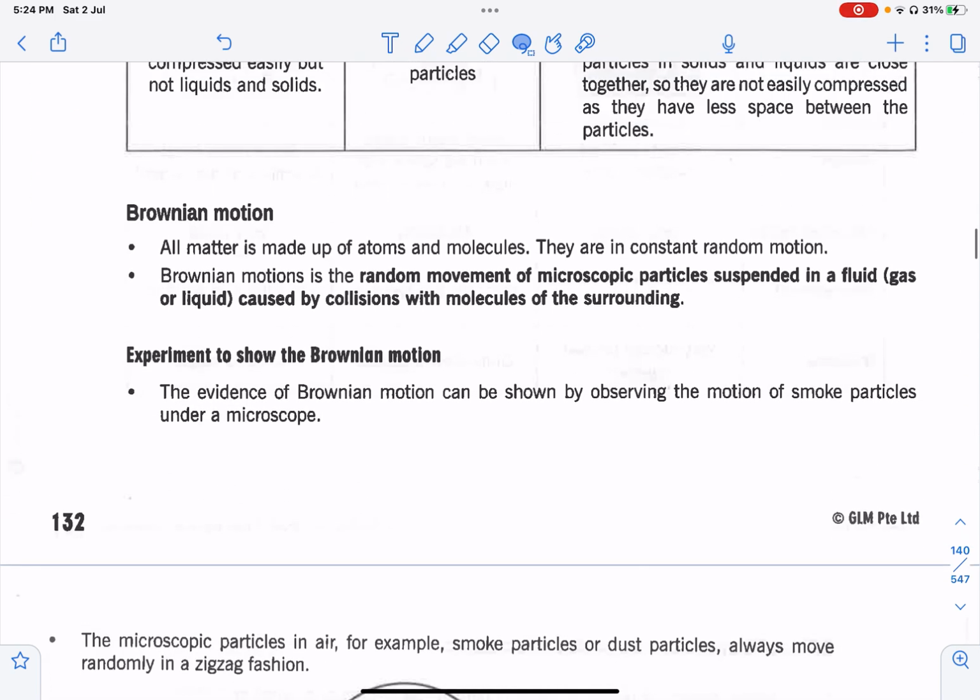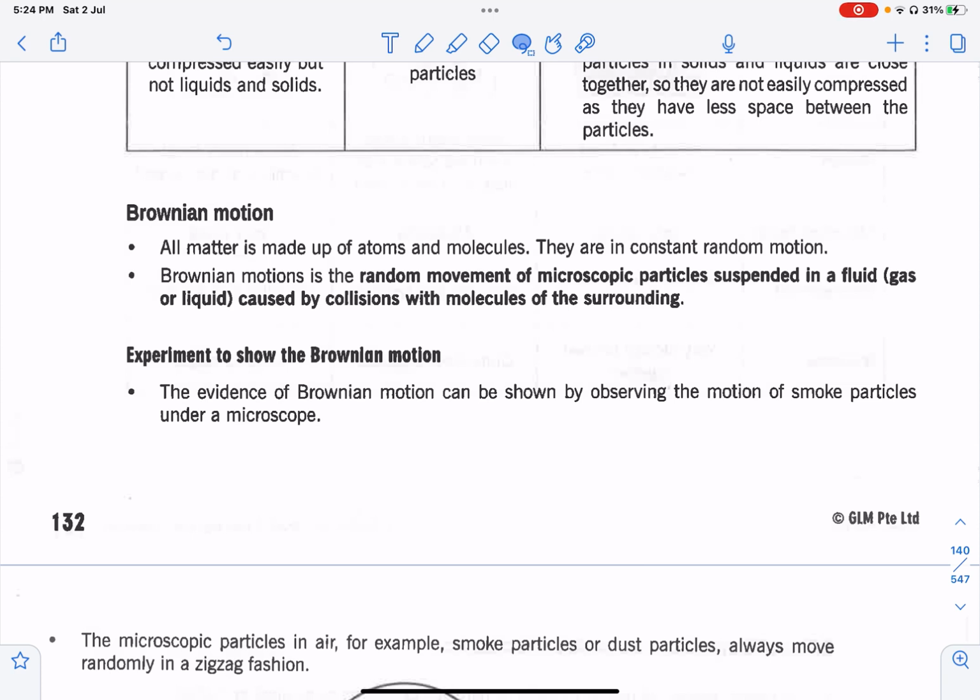Now comes Brownian motion. So one guiding theory is that all matter is either made up of atoms or molecules, and they are always in a state of constant random movement. What is meant by Brownian motion is this random movement of microscopic particles suspended in a fluid, either in a gas state or liquid state. And these are usually caused by collisions with molecules of the surrounding.